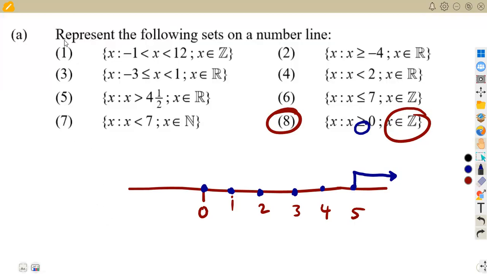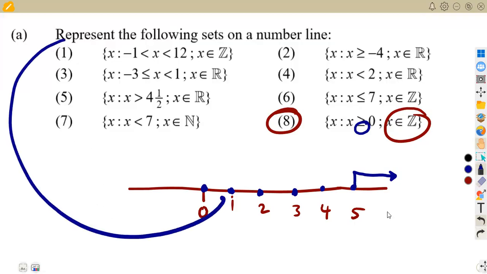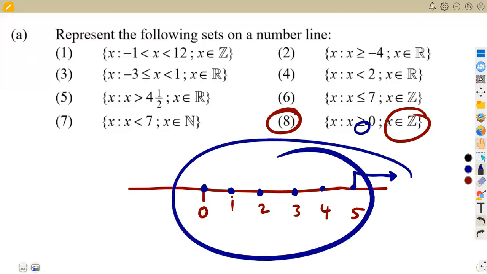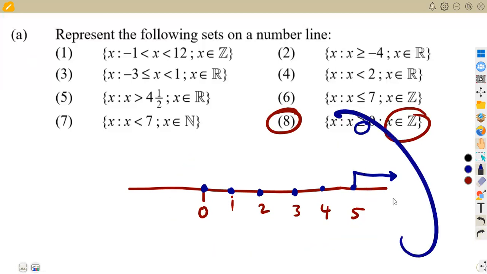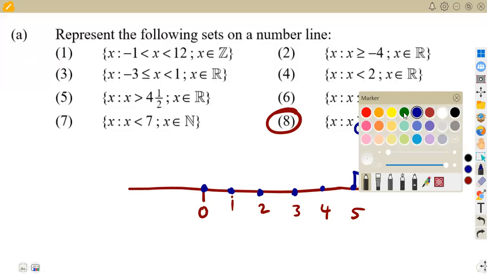So you are going from the set builder to the number line. Sometimes they give you this number line, they ask you to write the set builder. It can be like that. You just have to be very, very careful on your presentation. All right, let's see this part here. I just think it's going to help us.